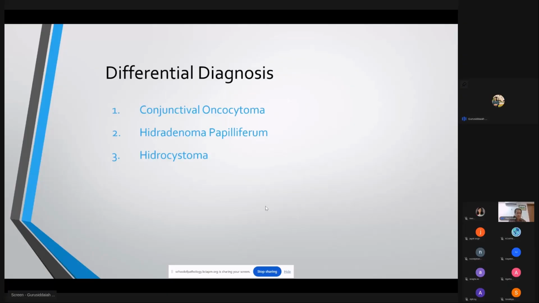In the hidrocystoma, what we can further do is get an SMA done, which stains the myoepithelial layer to see whether it's present or not, or GCDFP15 or CK7, which stain the epithelial luminal layer. This goes with hidradenoma papilliferum as well.